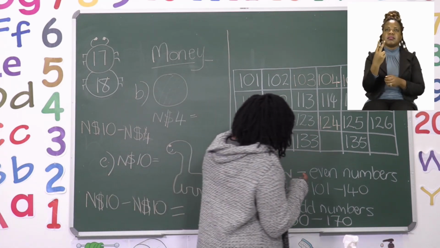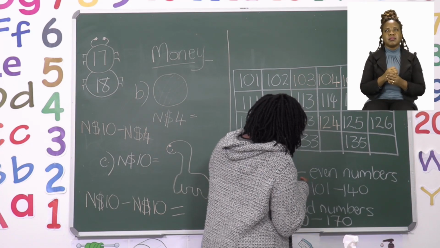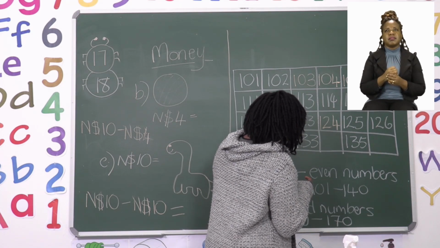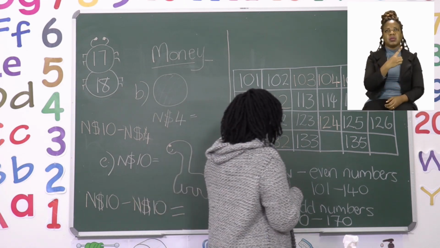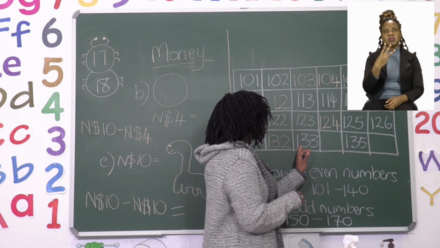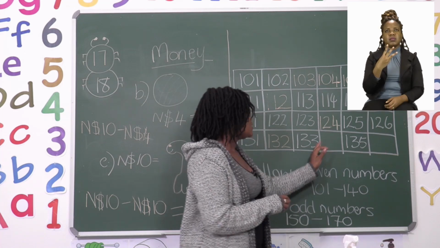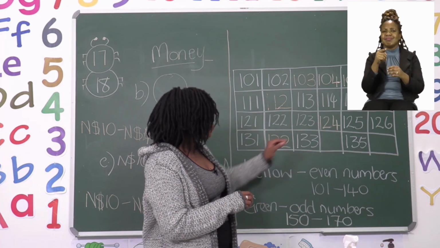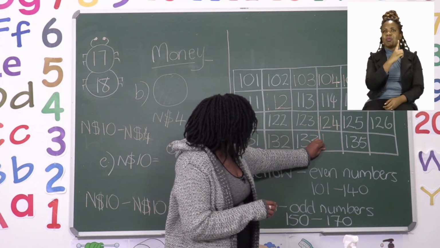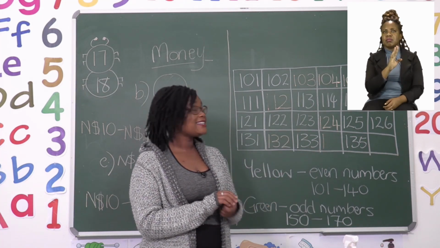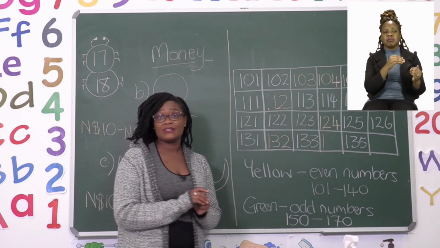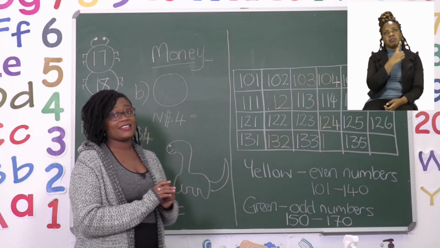So let's write 132. Good job, everyone. You are very, very clever. Now let us try and do the next one. 133. We need to find the next one. We already know that it is a 100 and something, so we can put our 1. Now let's count from 131 to try and see if we can find the next one.